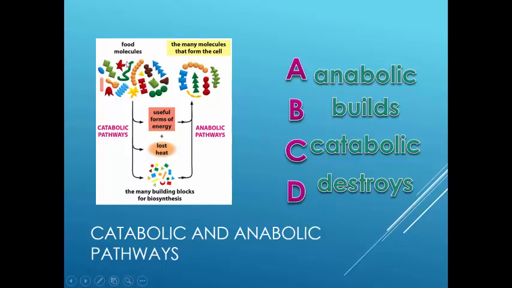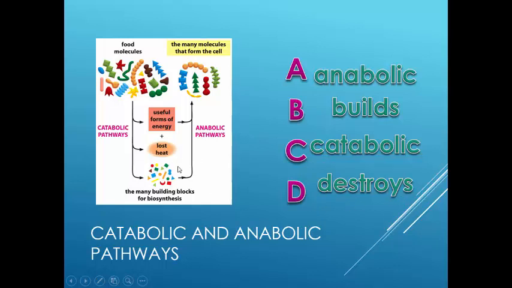Catabolic pathways are those that break down molecules such as food into usable building blocks such as amino acids. Conversely, anabolic pathways work to create new macromolecules and structures from these building blocks. An easy way to remember these two pathways is A, B, C, D. Anabolic builds, catabolic destroys.